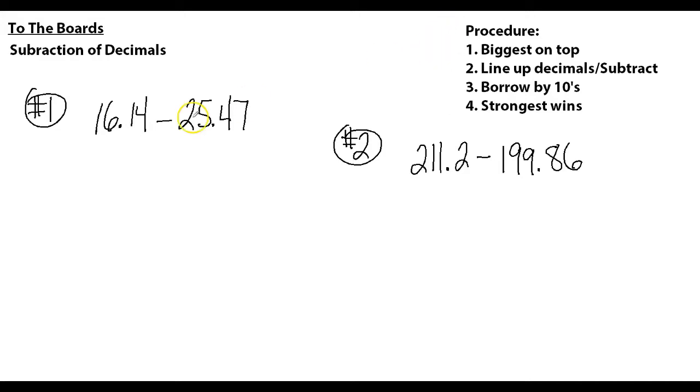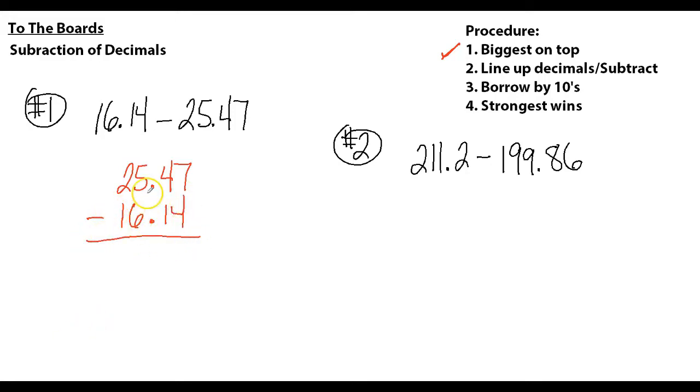Welcome back. Let's try question number 1. The first thing we need to do is put the biggest number on top. Here we have a 16 and here we have 25.47. So the biggest number is 25.47. We're then going to go ahead and subtract the smaller number.